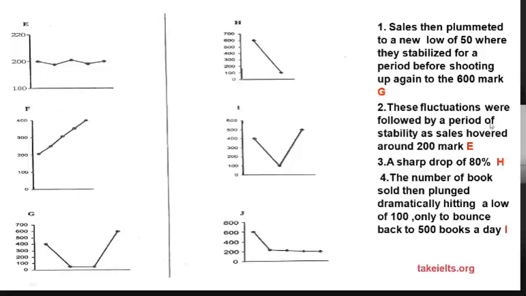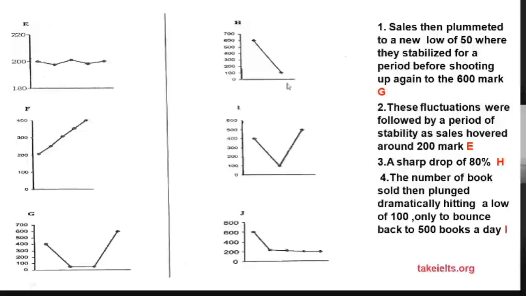After the fluctuations came what? Came a period of stability. And the sales hovered around 200 books. So number 3, a sharp drop of 80%. So that's H, sharp drop. You can see, look at this sharp drop, dramatic drop, sharp, isn't it? So that's a sharp drop.